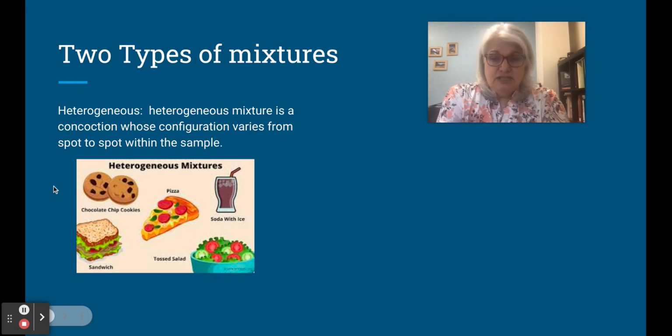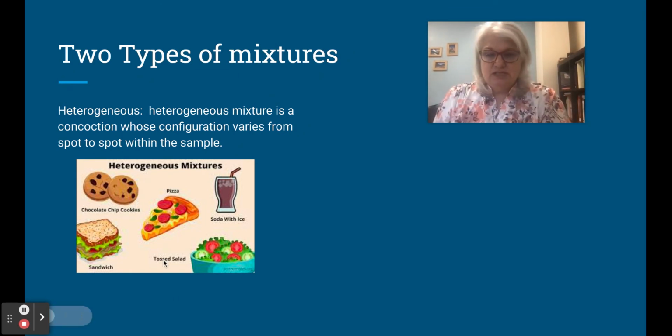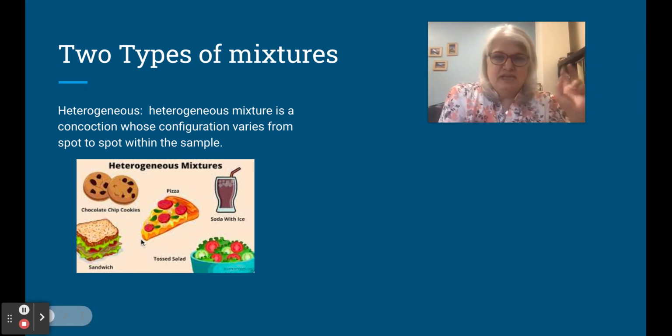A heterogeneous mixture is a mixture whose configuration, its makeup, is different from spot to spot within the sample. Think about a salad. If I were to put a fork into that salad at random places, I will get different things. I might get 2 tomatoes and a piece of lettuce, and over here I might get a crouton. Same thing with pizza, right? Everybody always has that one part of the pizza they love. So it's different depending on where you take your sample.